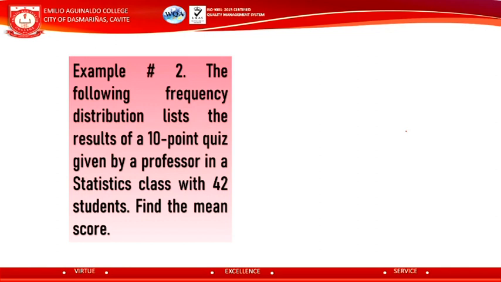Okay, for example number 2, the following frequency distribution lists the results of a 10-point quiz given by a professor in a statistics class with 42 students. Find the mean score. This example is a little bit different from the former one because here we are going to refer to a frequency distribution list.